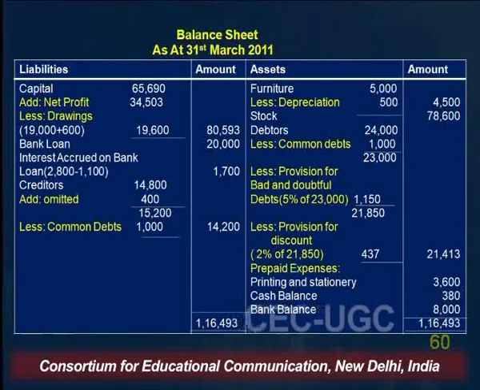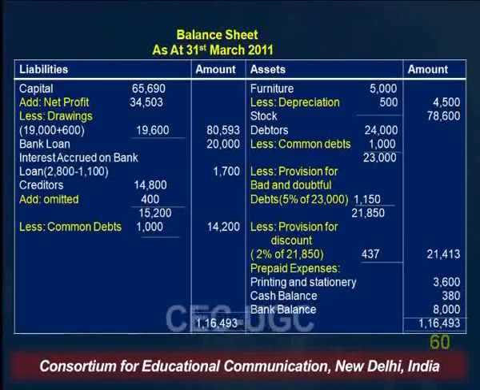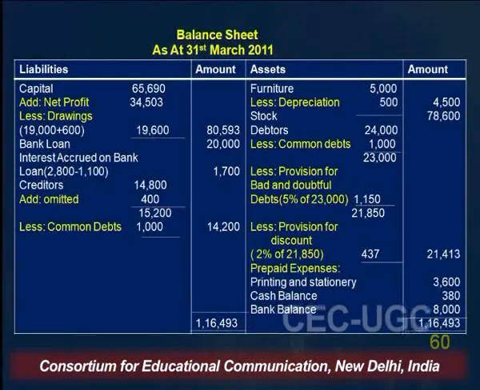Stock is given here 78,600. So the debtors are 24,000 less bad debts, less provision for doubtful debts and less provision for discount on debtors. Then prepaid expenses which are given outside of the trial balance are shown here. Printing and stationery, then cash balances and bank balances are shown here. So automatically the balance sheet is equal. Your assets and liabilities both are equal.